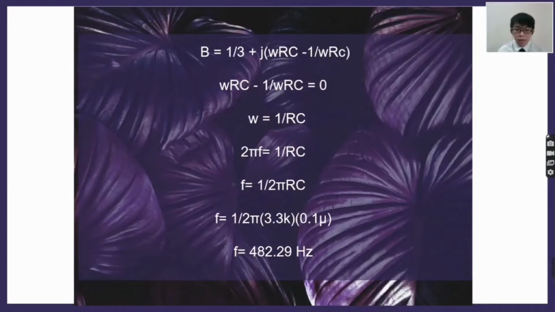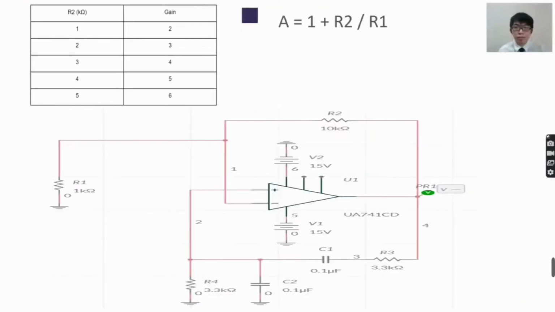By substituting R equals 3.3 kilo ohm and C equals 0.1 microfarad, we finally get the frequency equal to 482.29 Hz. By using the equation A equals 1 plus R2 over R1, we get the table at the left hand side. And below is a simulation circuit using the software MultiSim.